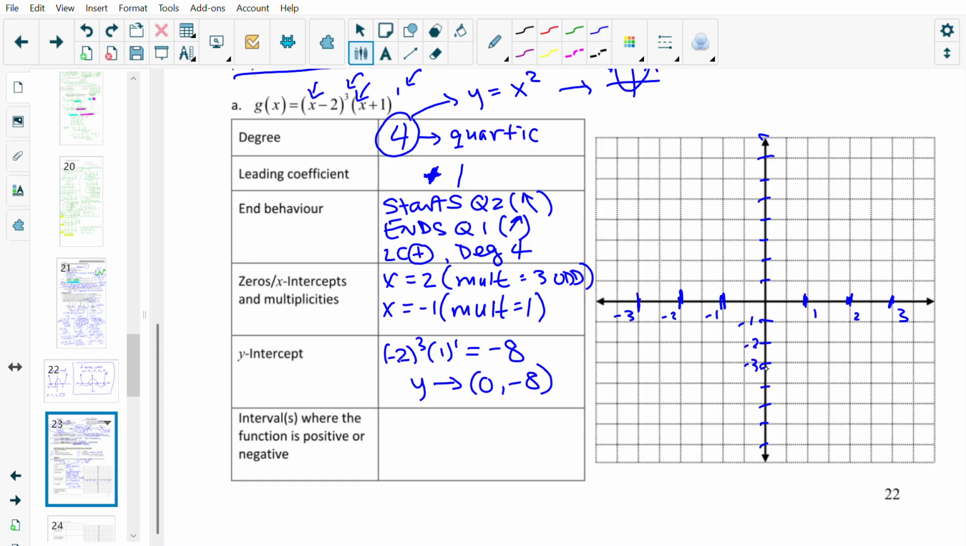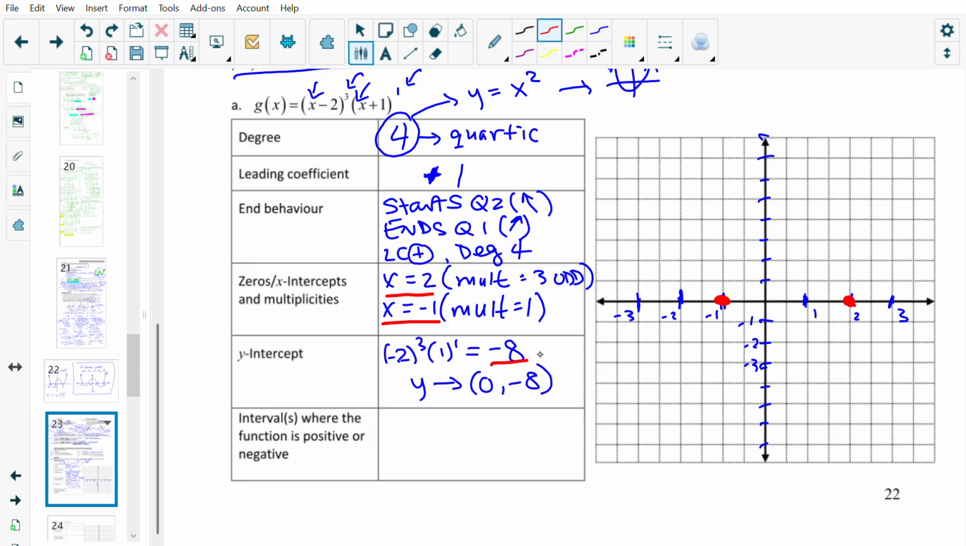So -1, -2, -3, and so on. Okay? All right, let's plot those zeros. So I have a zero of 2, and I have a zero of -1. Okay, so 2 and -1.